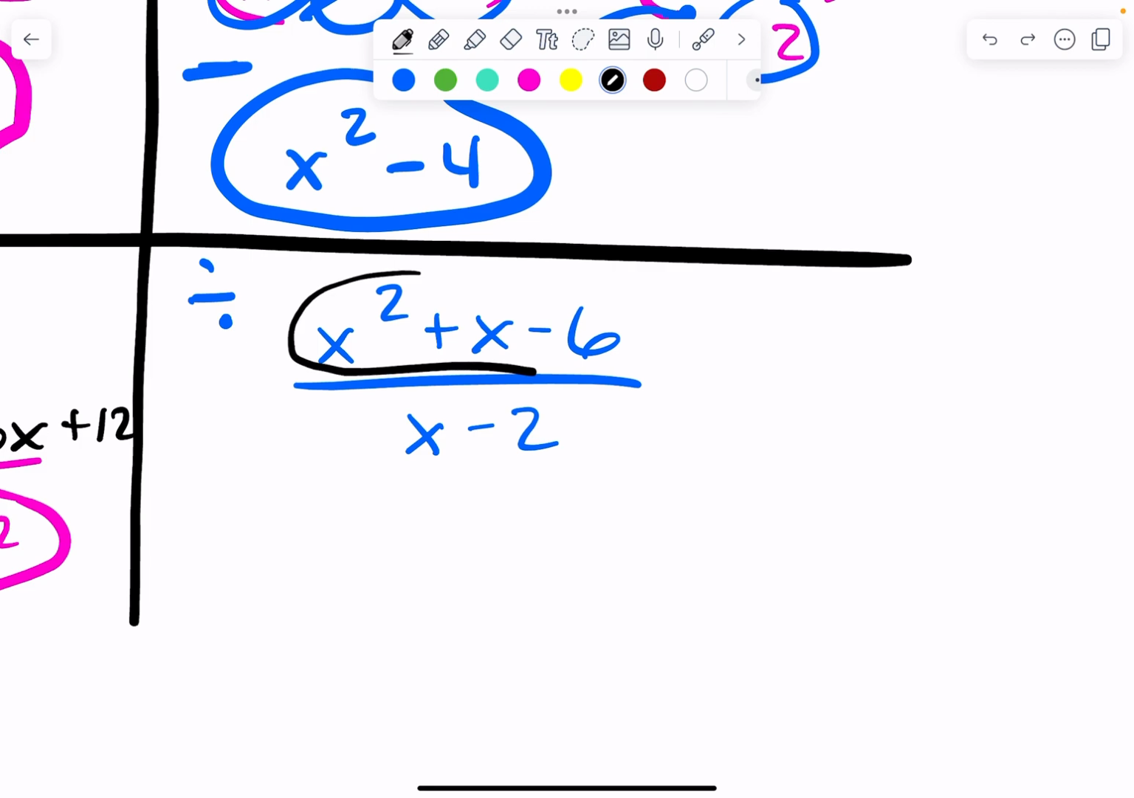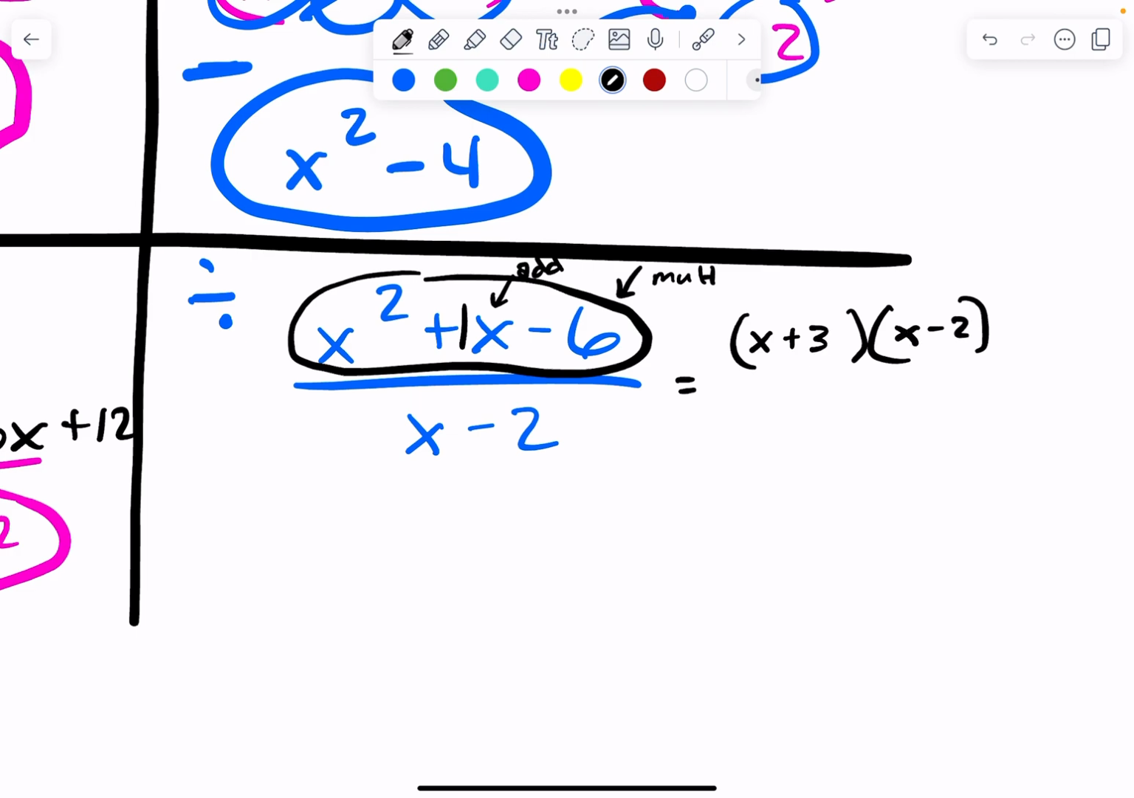This guy is a simple trinomial. And what I'm doing is I'm trying to multiply to get negative 6, but when I add them, give me this number, which is 1. So he will break down into x plus 3, x minus 2, right? Those are my two numbers. 3 times negative 2 is negative 6, and 3 minus 2 is 1.